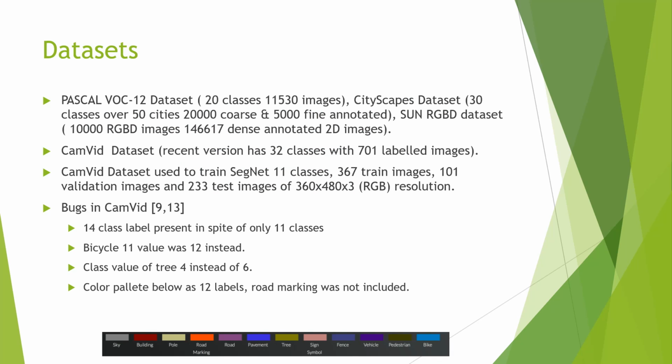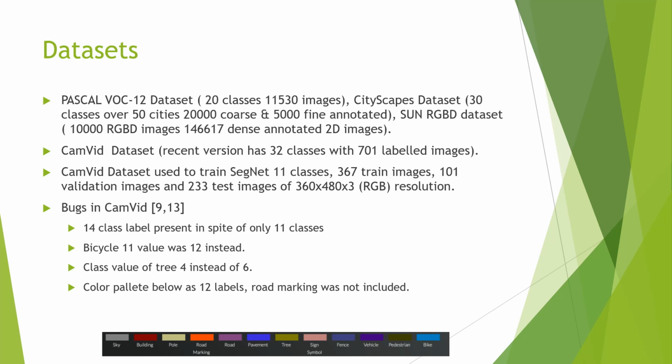There are many datasets for semantic segmentation. The Pascal VOC12 dataset, the Stanford dataset, and the SUN RGB-D dataset are a few. The CamVid dataset is the dataset we are using here. The recent version has 32 classes with 701 labeled images. The CamVid dataset version we use has 11 classes, with 367 train images, 101 validation images, and 233 test images of 360 by 480 RGB resolution.